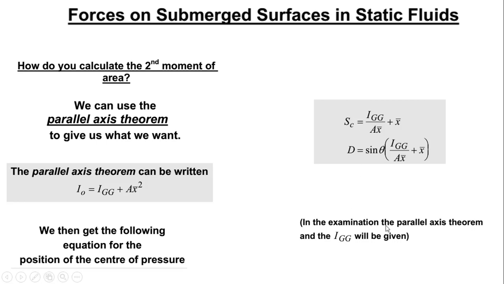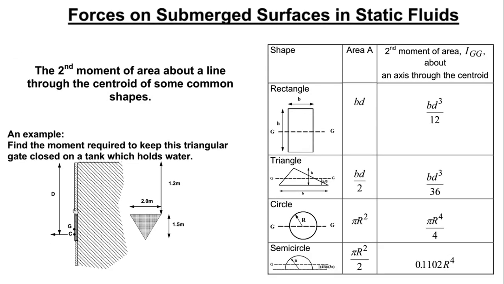Of course, in the exam, the parallel axis theorem and the IgG will be given, so there's no need to memorize this part. I'll give you the IgG. Someone can ask, what is the IgG? There are different IgGs according to the shape that you are using, which means the second moment of area IgG about the axis through the centroid.